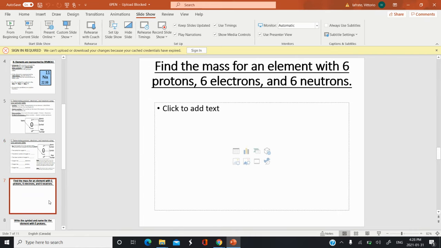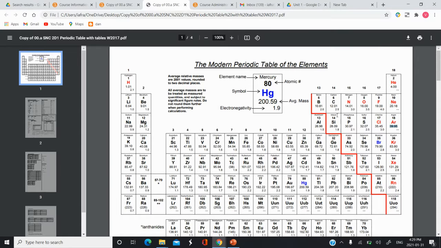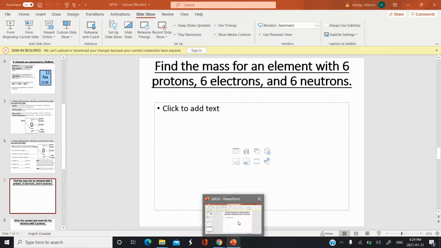So you should be able to answer a variety of problems. Let's go over this one here. Find the mass of an element with 6 protons, 6 electrons, and 6 neutrons. There's a couple ways you can solve this. Some students might say, well, there's 6 protons, so I'm going to go to the periodic table and find atomic number 6, because the protons is the atomic number. So atomic number's on top, carbon, okay? So that means the mass would be probably 12.01. True, you could do that, but you got to pay attention.